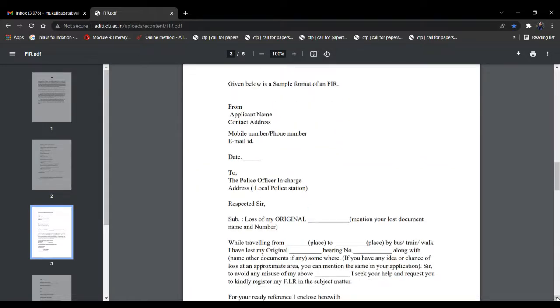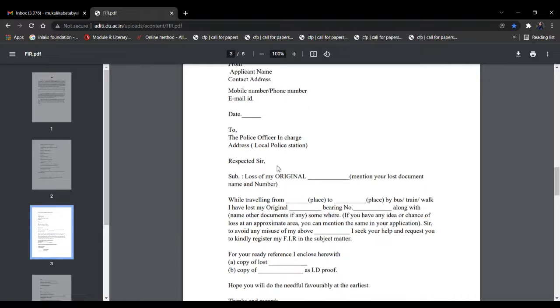So this is the sample that they have given. As you can see, your applicant, like your name, your address, your phone number, your email ID, the date, to the local police officer in charge and the address of the local police station. Respected sir, then you write the subject, loss of my original, say, document or say phone. While I was traveling from, say, Hauz Khas to Vishwavidyalaya by, say, metro, I lost my phone bearing the number or whatever the model name, along with anything else. If you have any idea where this happened, you will write that detail.